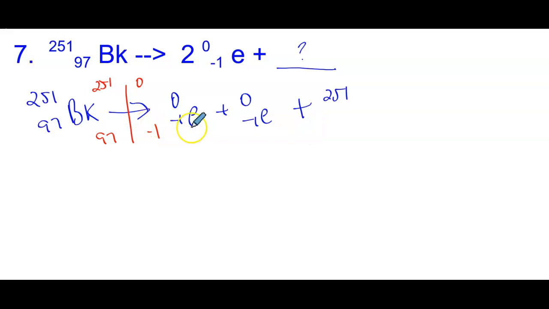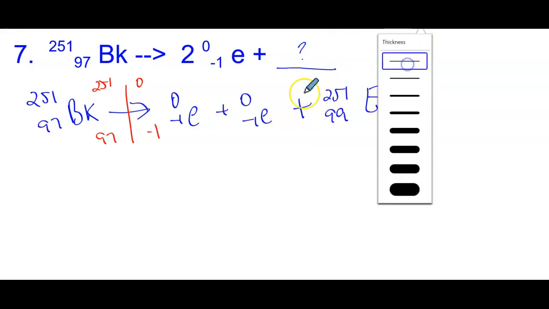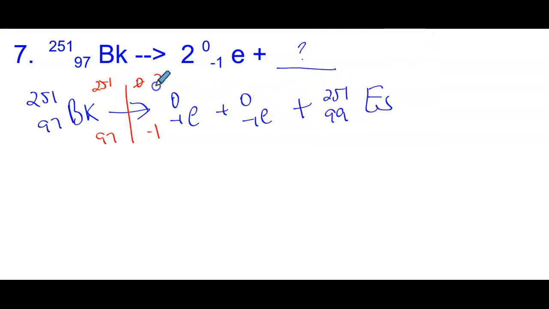Okay, and then I have -1 and -1. I need to get to 97, so I need 99, because 99 plus -1 plus -1 would get me to 97, so that's Es. So we're going to double check that math. We're going to see that this does in fact go to 251 because 0 plus 0 plus 251 is 251, and -1 plus -1 plus 99 is 97. So we are done. We ended up producing an Einsteinium.